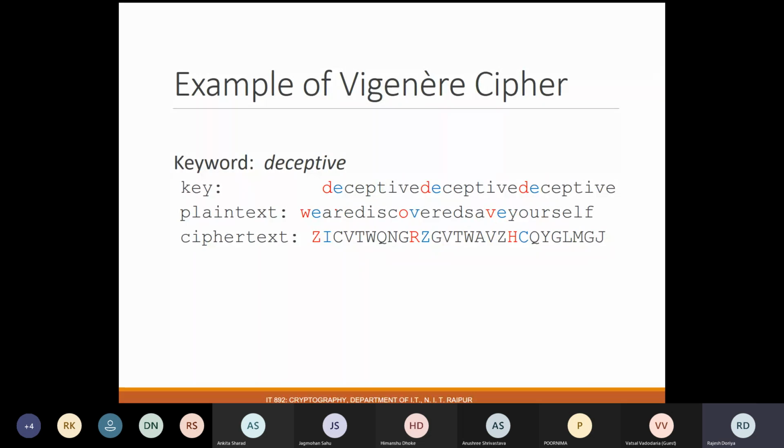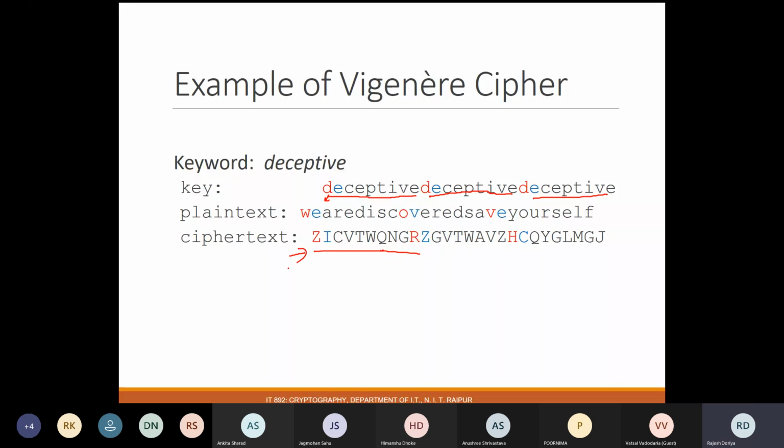So for example, if the plain text is this, we are discovered, save yourself. Okay, so if this is the text, and if we have chosen deceptive as the key, then this particular key will get repeated until the whole plain text has been covered. Okay, so over here W has been substituted by D number of positions. Okay, D means A, B, C, D, 4. Okay, 3. So this is how W has been substituted by D many positions in the English alphabet. Similarly, E by this much, A by this much. Okay, and at the end, this is the ciphertext which you are going to have.